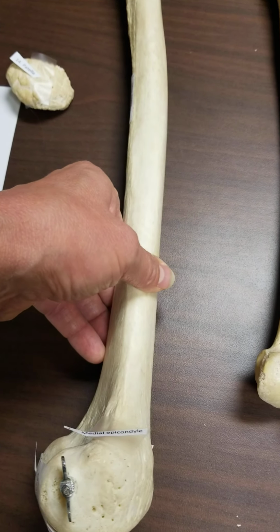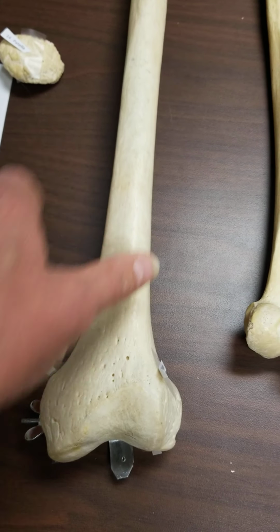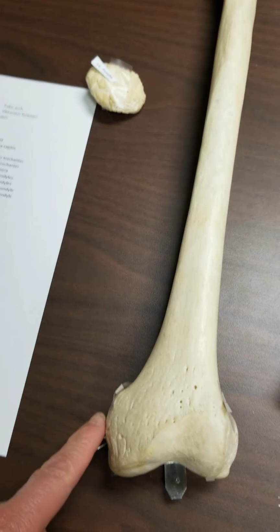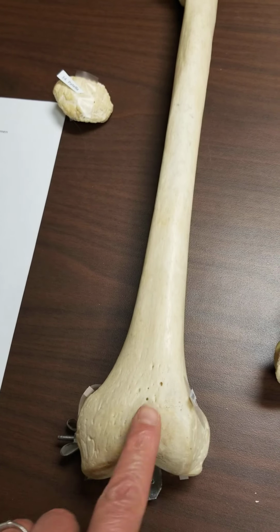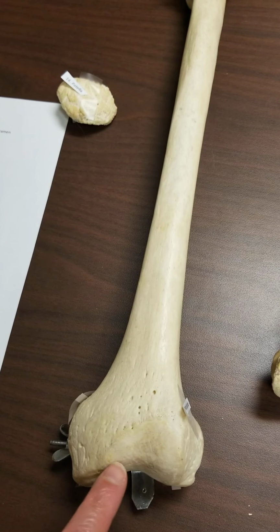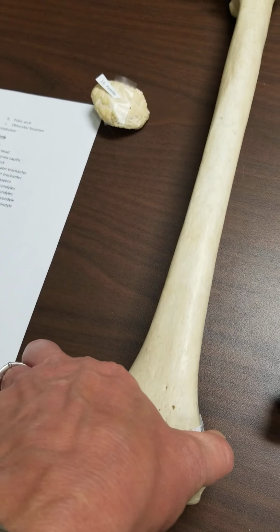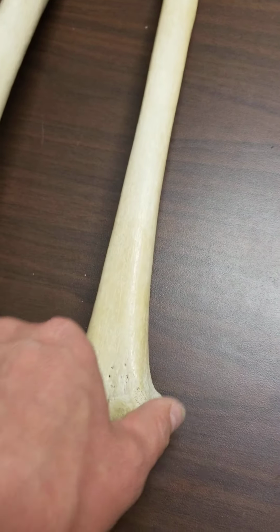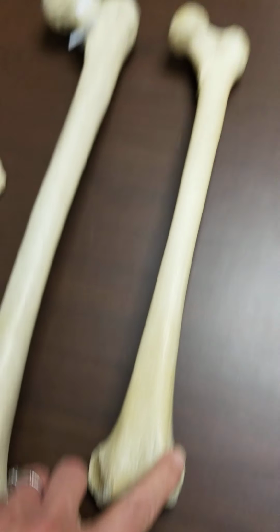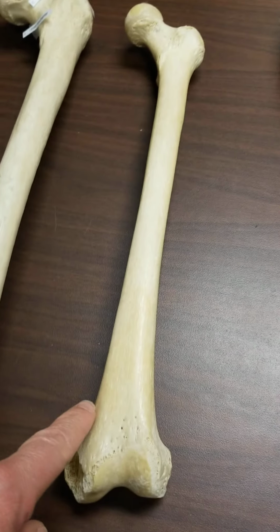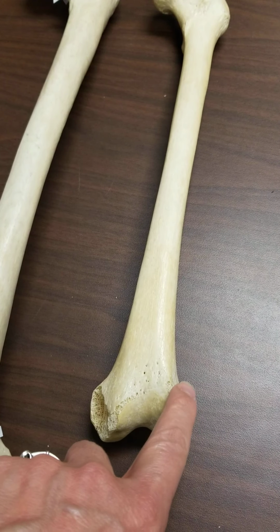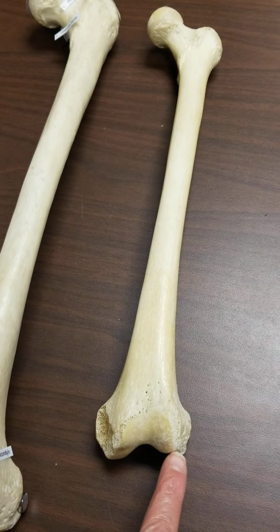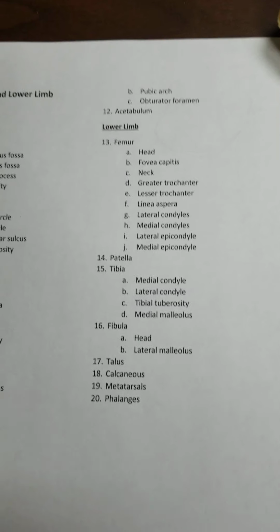When I turn the bone over, so we're facing anteriorly, you're going to find two areas of bony protrusion where the epiphysis of the bone is kind of at its widest point. Those are called the epicondyles. So those are the epicondyles. So that would be the medial epicondyle, the lateral epicondyle. This is going to be the lateral condyle and the medial condyle.